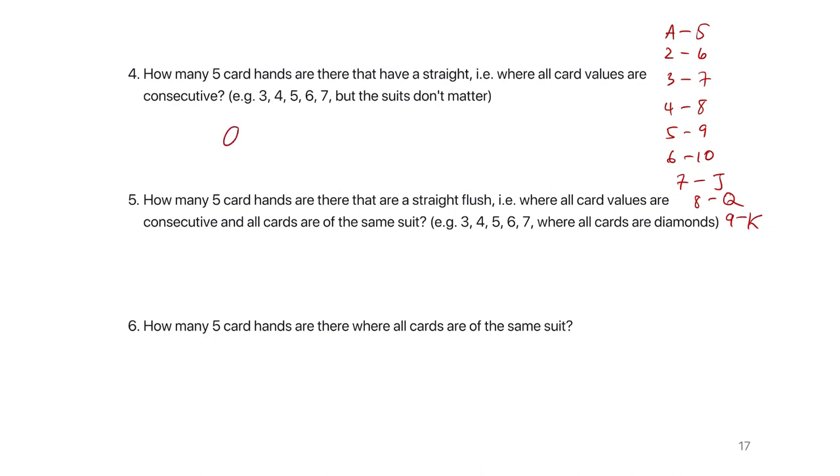Okay, so we know we're going to start with the 9. And now for each of those straights, the 5 cards we select, each of them could be of any suit. Is that clear? Right, like there's no restriction on what the suits have to be. So we have 4 options for the suit of the first card, 4 options for the suit of the second card, 4 for the third, 4 for the fourth, and 4 for the fifth. Gives us 9 times 4 to the 5.